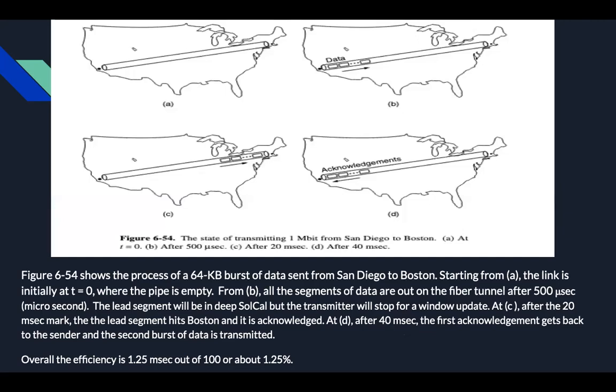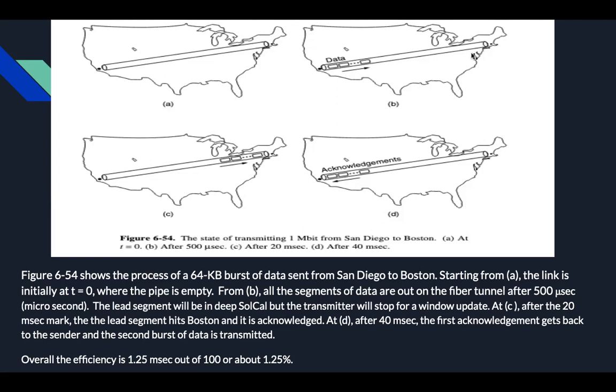Okay, and then here's figure 6-54. This basically shows the process of a 64 kilobyte burst of data sent from San Diego to Boston. If you look at point A, there's a link that starts initially at t = 0. That's when the pipe is empty. And then you go to point B. That's when all the segments of data are out on the fiber.